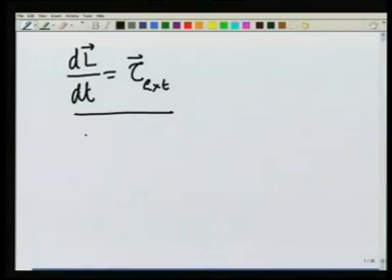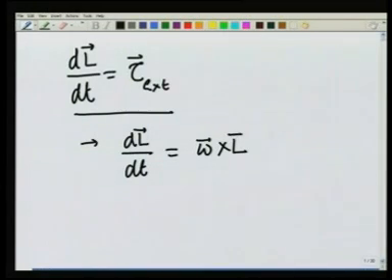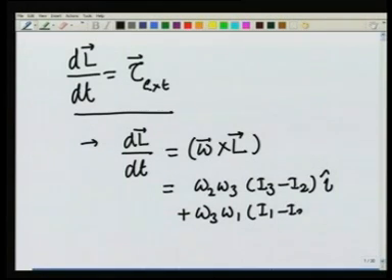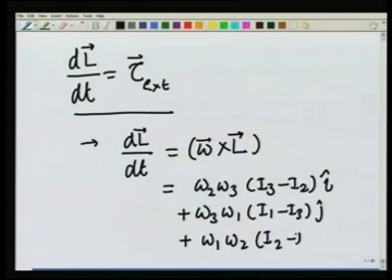In that case, we saw that dL/dt was really nothing but omega cross L only, and this we wrote as omega 2 omega 3 (I3 minus I2) i plus omega 3 omega 1 (I1 minus I3) j plus omega 1 omega 2 (I2 minus I1) k, where i, j and k are the unit vectors along the principal axis of the body.